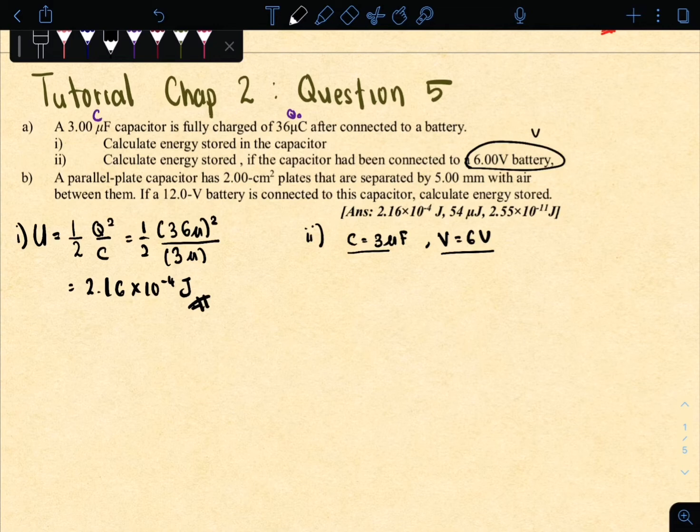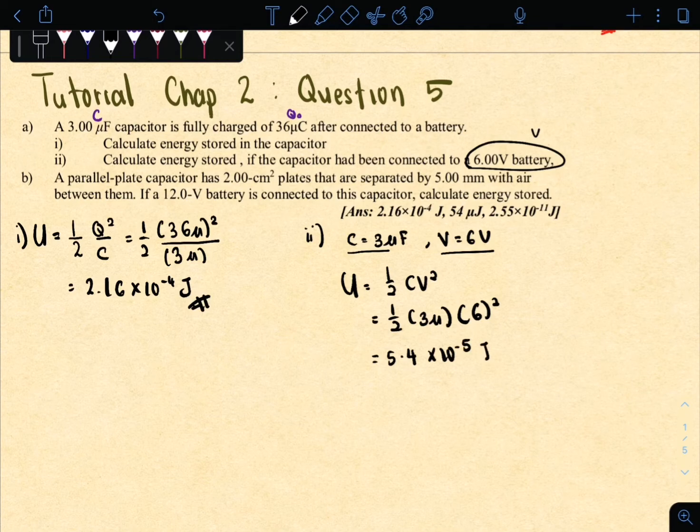So, for the second question here, you're going to find your energy using the equation that is related to your C and V. So, kita ada U is equals to half CV square. So, 1 over 2, the value of C is 3 microfarad multiply with V, 6 volt square. And then, tekan-tekan calculator, you will end up with your answer such as 5.4 times 10 to the power negative 5 joule.